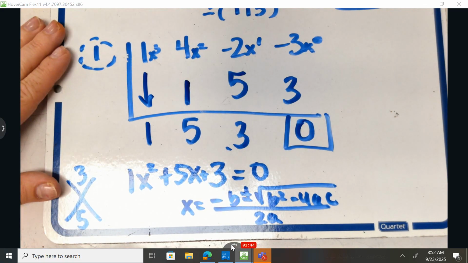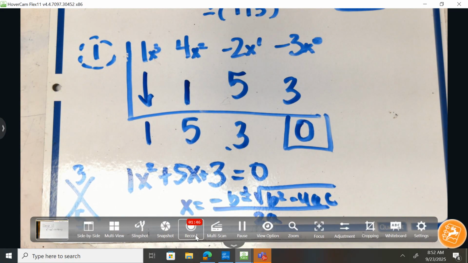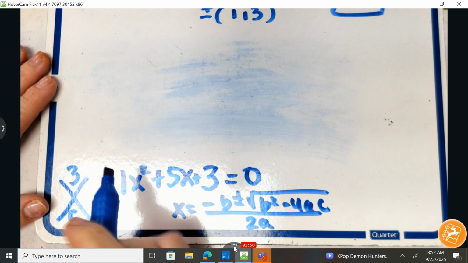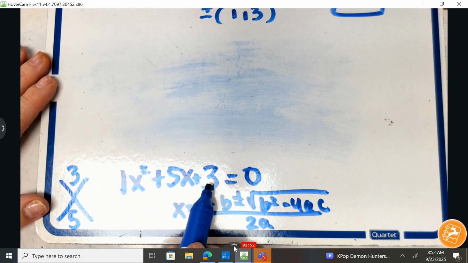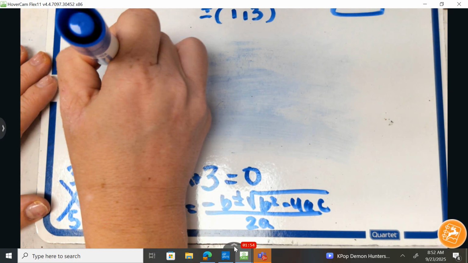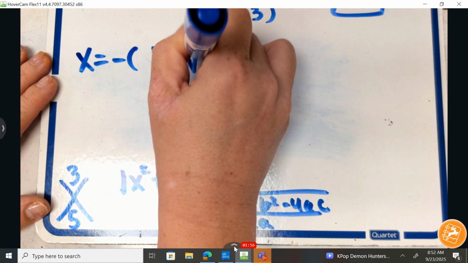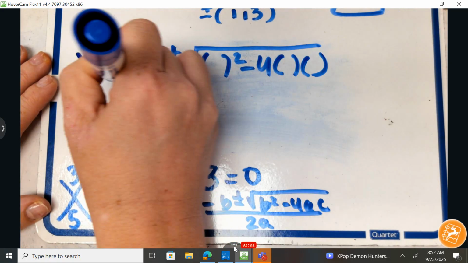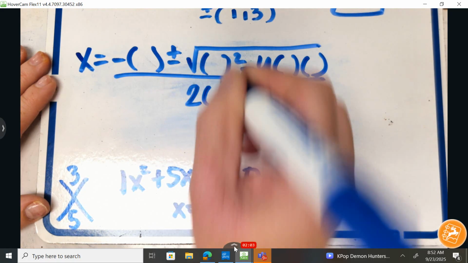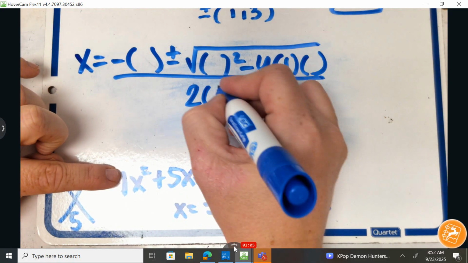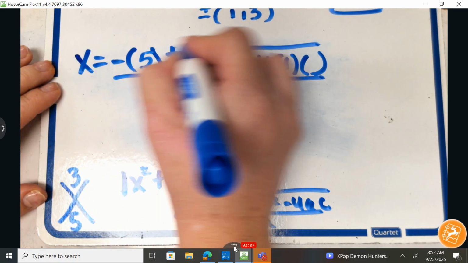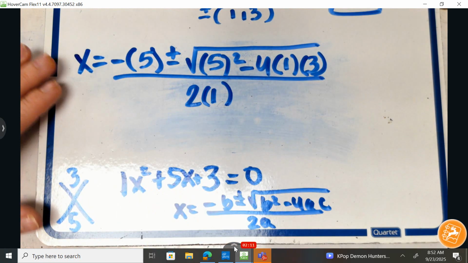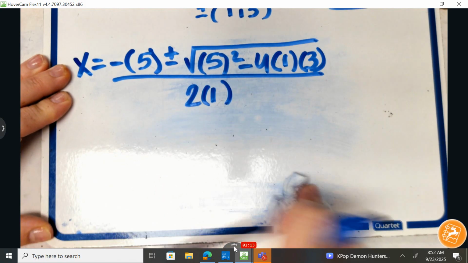I'm going to erase what's above to give myself some space. Okay, so I know my A is 1, B is 5, and C is 3. Here we go. Okay, so A is 1, B is 5, and C is 3. So let me just keep erasing to give myself a little more space here.